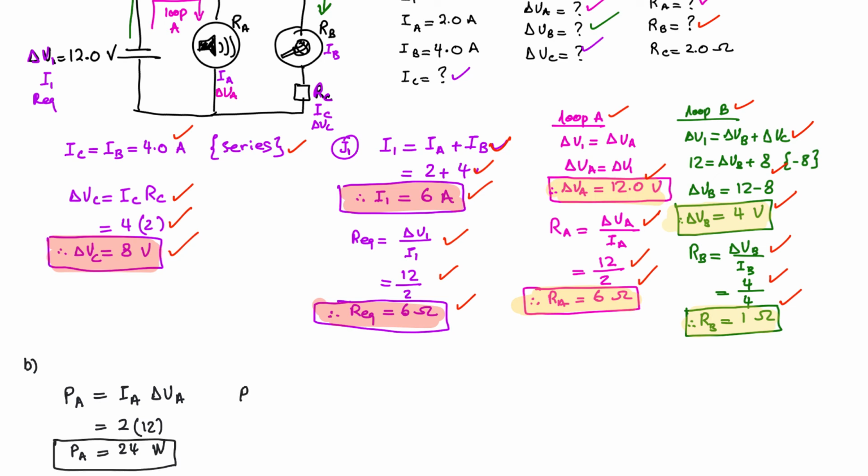Power across B, which is the microphone, and it's not a bad idea to write speaker and mic. This is going to equal IB multiplied by the potential difference across B. Current across B was given to us as 4. We calculated the potential difference to be 4 as well. That's equal to 16 watts. And I'm going to box my answer.